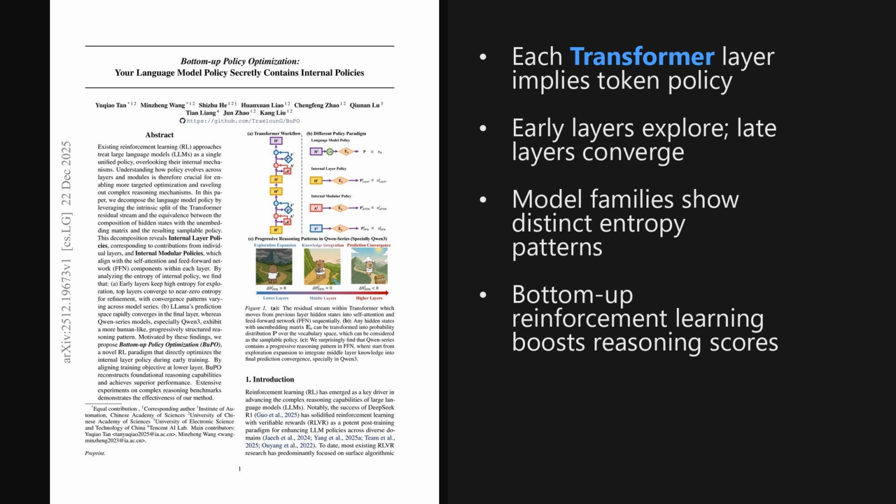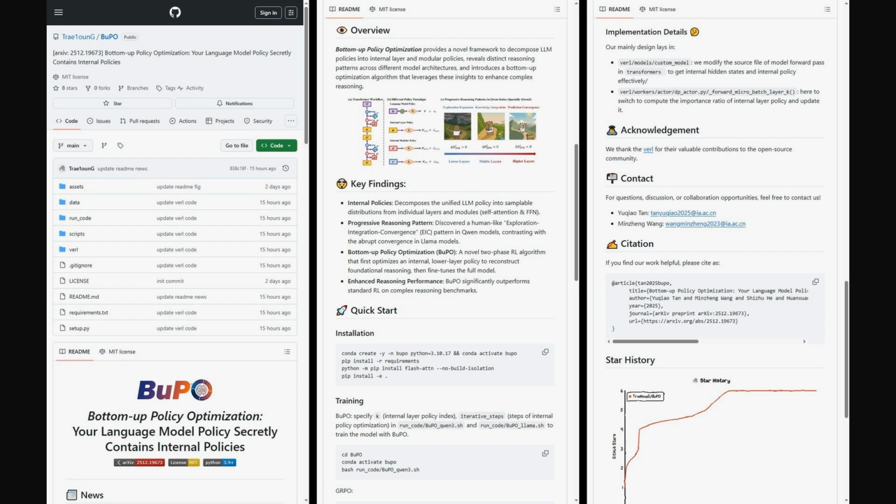The paper is titled, Bottom-Up Policy Optimization, Your Language Model Policy Secretly Contains Internal Policies. And as we will see later, the entropy patterns across layers end up directly motivating a surprisingly practical training recipe. Also, the authors shared an accompanying GitHub repo that makes BUPO pretty tangible.